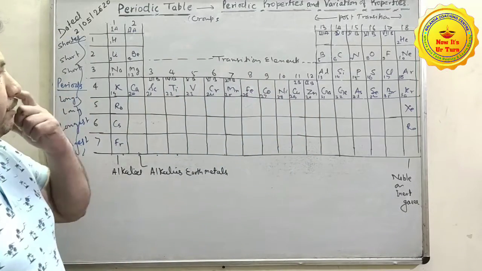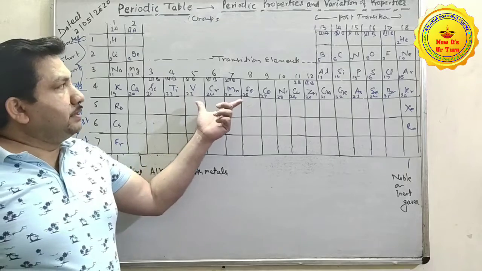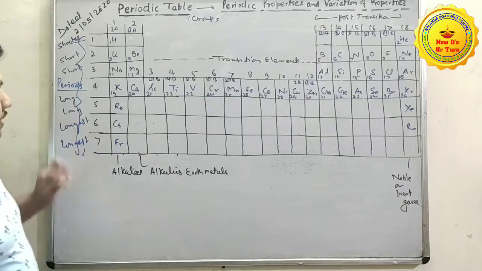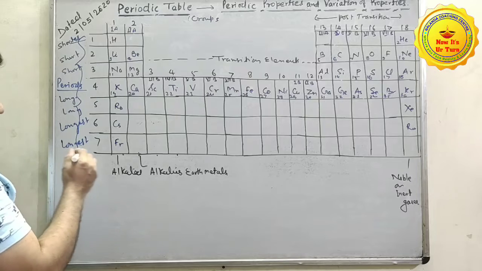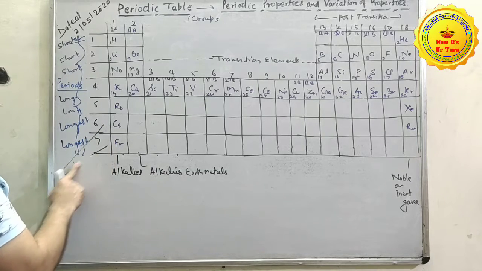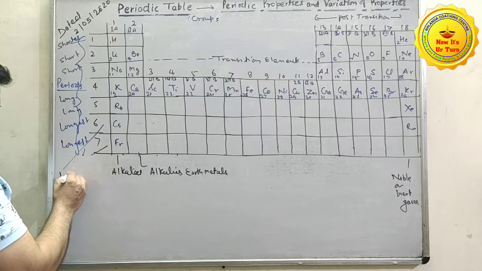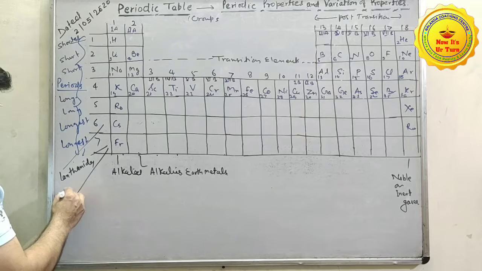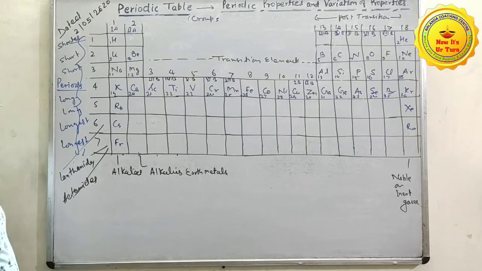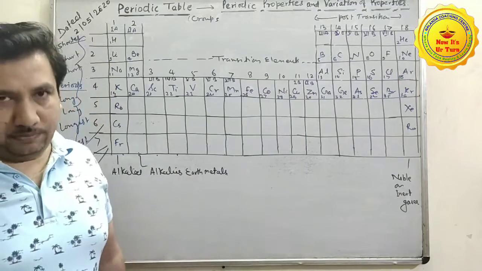Clear? Here we have transition elements, inner transition elements, and the lanthanide and actinide series. The 6th and 7th periods contain lanthanides and actinides. The elements of the sixth period are lanthanides, and of the seventh period, actinides. But these are the general criteria of the elements.